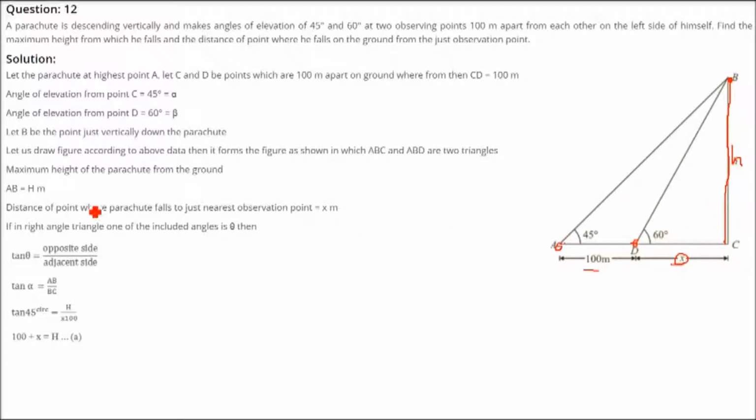As I said, we have already done this type of question in the previous question. So what we will do, we will take tan 45 first. I am taking this triangle A, B and C. So tan 45 is perpendicular, that is h by base, 100 plus x. We know that tan 45 is 1, so h will be equal to 100 plus x. This is our first equation.